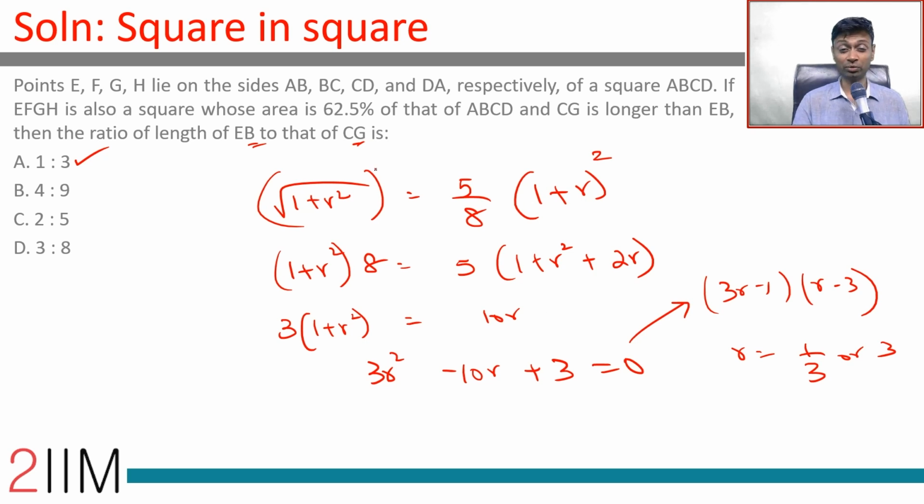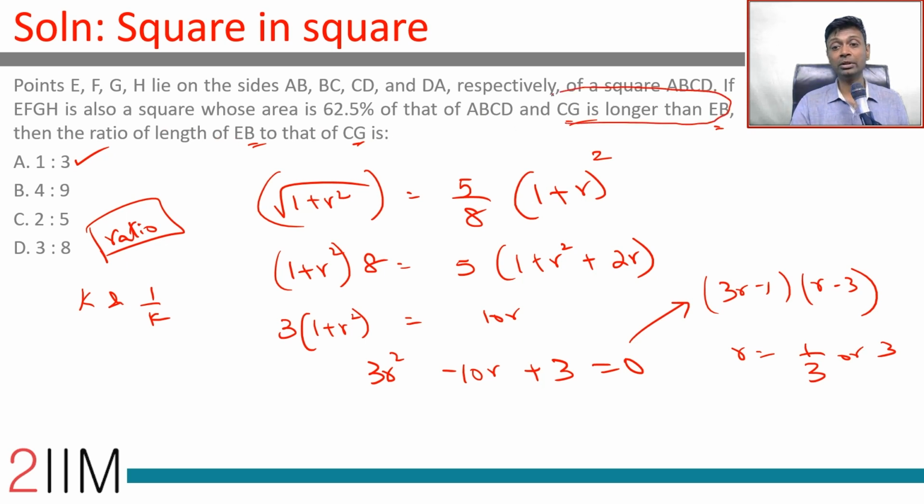Remember, an equation of this type where you're doing a ratio, there is every chance that your answers are of the form K and 1 by K. The algebraic equation cannot distinguish between CG to EB and EB to CG. This part, CG is longer than EB, makes our life simpler and says it has to be 1:3 and not 3:1. So when you're solving, keep that in mind. That way this factorization becomes very simple.